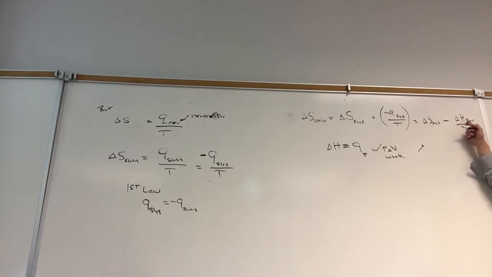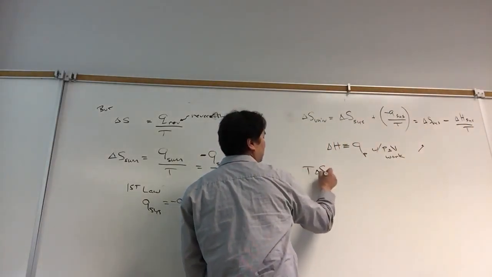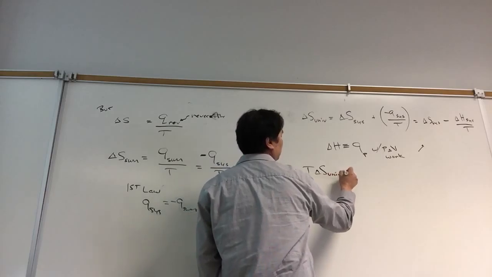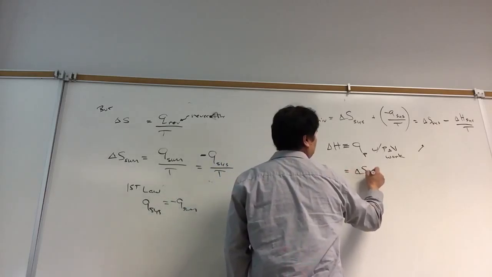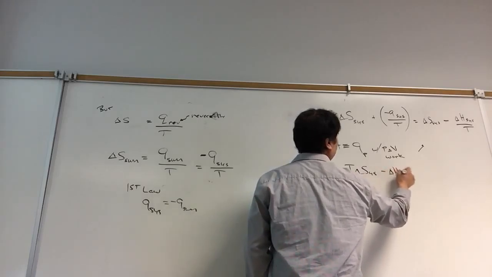What about delta H of the system? Is that easy? That's easy to calculate. Delta H of the reaction, in fact, we didn't even have to calculate it. For the last reaction we did, it was minus 167.2. All right, then we're going to multiply both sides by T. So we get T delta S of the universe is equal to T delta S of the system minus delta H of the system.